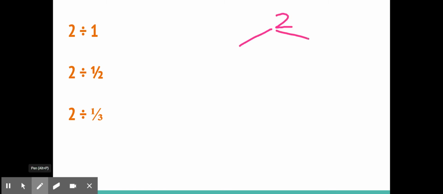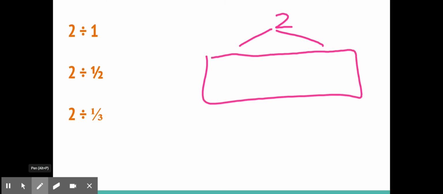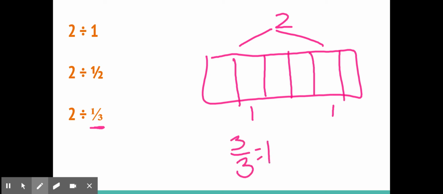Let's keep it going. Now if I have 2 divided by 1/3, well, okay, so I'm going to think about I have my 2, and so I'm going to go ahead and represent that because here's my 1 and my 1, and now I need to split them into thirds. Well, there's 3/3 in one and 3/3 in the other, because I know that 3/3 is the same as 1 whole. So if I have 2 wholes, how many thirds is that the same as? Well, that's the same as 1, 2, 3, 4, 5, 6.